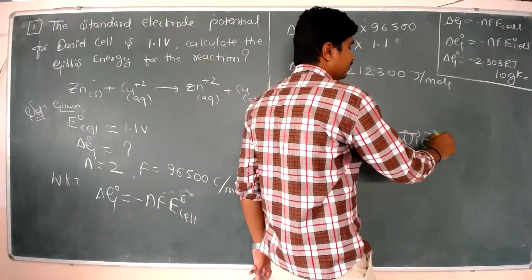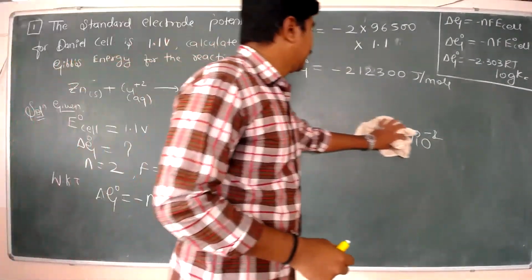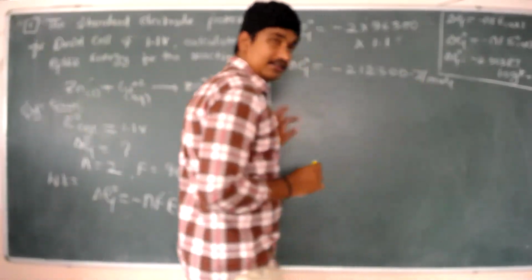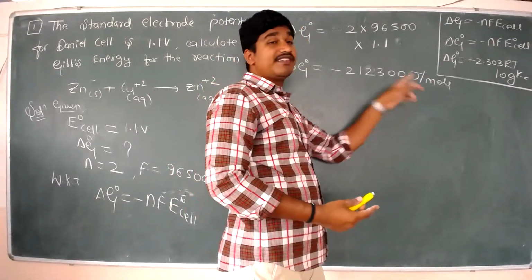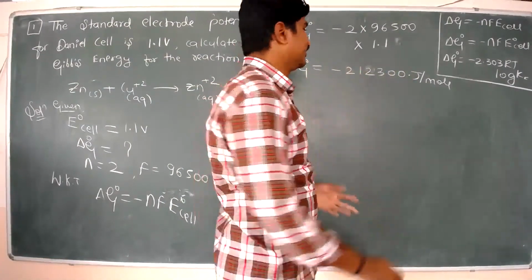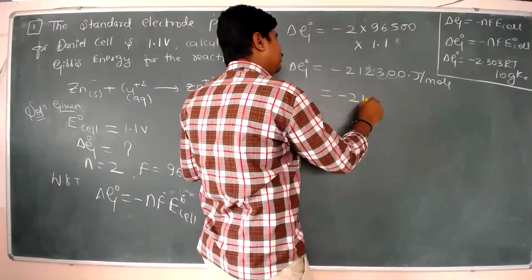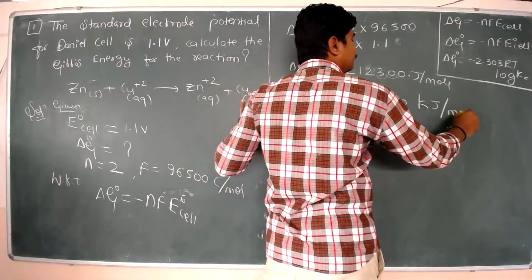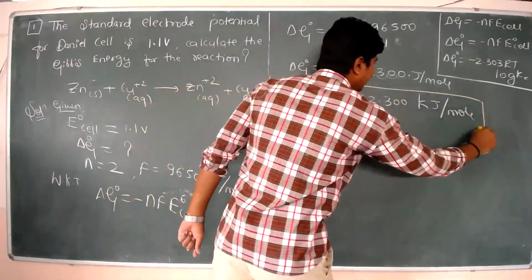If you are shifting 2 digits, it will be 10 to the power minus 2, etc. Right? Now here, where the decimal point is there, here it is. Correct? Now I want to write 10 to the power plus 3. Means I have to shift the decimal towards the left side. Plus 3 I want. Therefore, the decimal shifted towards the left side. For how many digits? 3 digits. Therefore, it will be 1, 2, 3. Right? Therefore, it will be minus 212.300 kilojoule per mole. This is the delta G naught value for the Daniel cell.